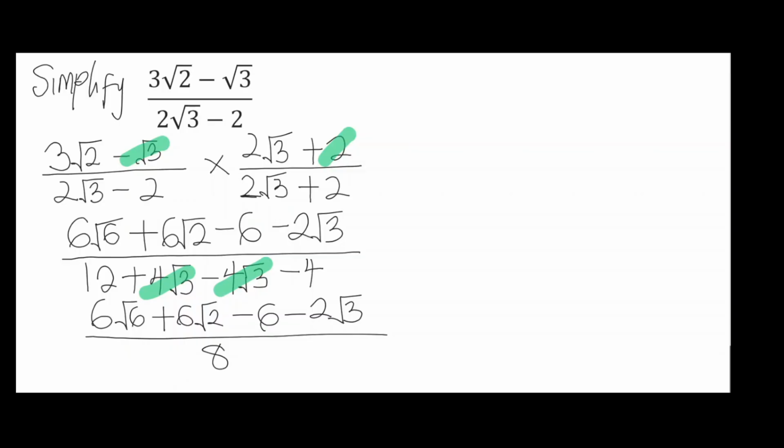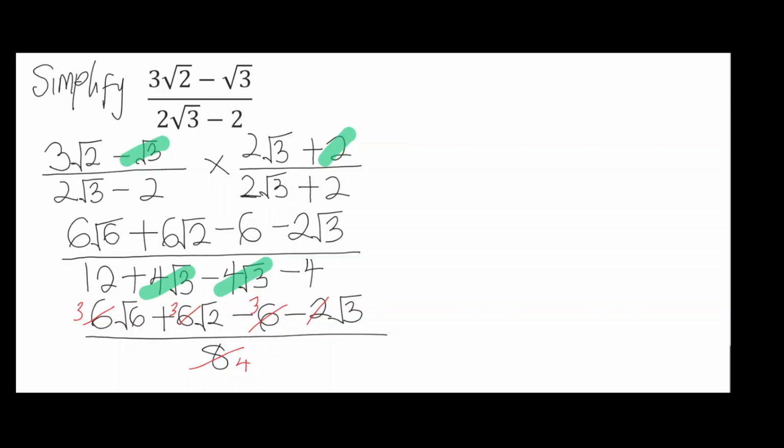And of course, I can easily use 2 to divide both the numerator and the denominator. 2 in 6 is going to give us 3, so I have 3 root 6. 2 in 6 is going to give us 3, so we have 3 root 2. Then again, 2 in 6 is going to give us 3, so we have negative 3 here. Then 2 in 2 is going to give us 1, so we have ordinary root 3. And of course, 2 in 8 is going to give us 4.